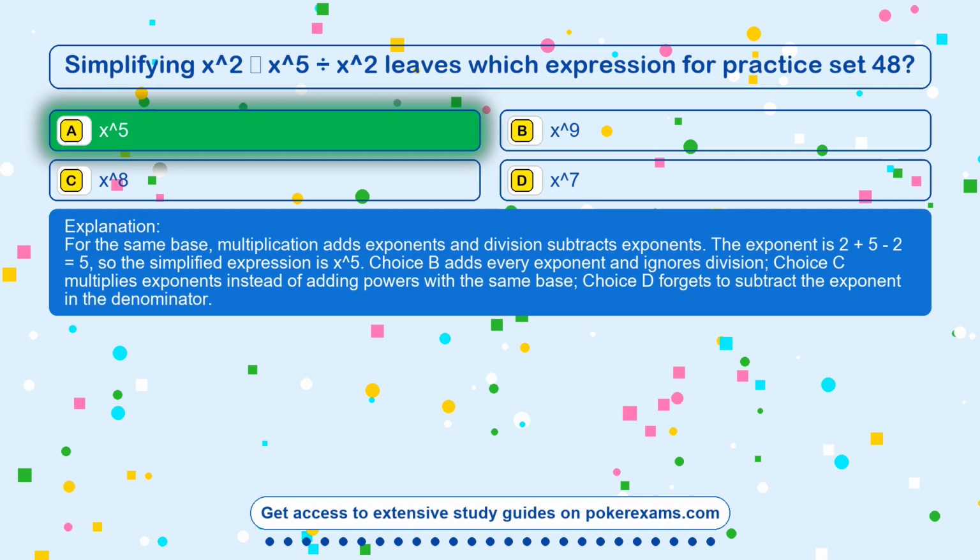For the same base, multiplication adds exponents and division subtracts exponents. The exponent is 2 plus 5 minus 2 equals 5, so the simplified expression is x^5. Choice B adds every exponent and ignores division. Choice C multiplies exponents instead of adding powers with the same base. Choice D forgets to subtract the exponent in the denominator.